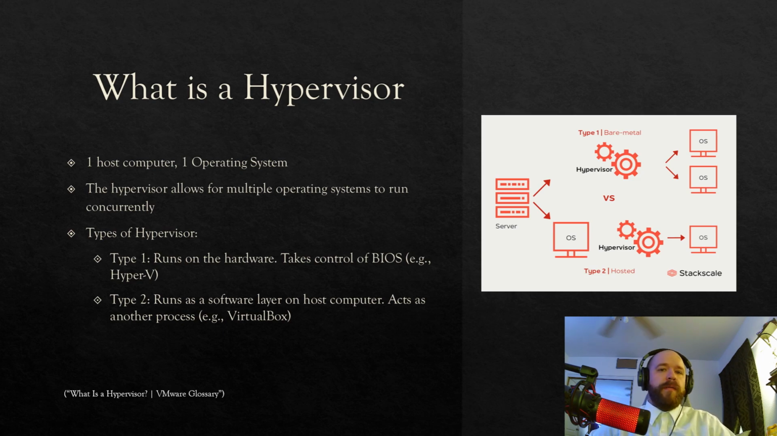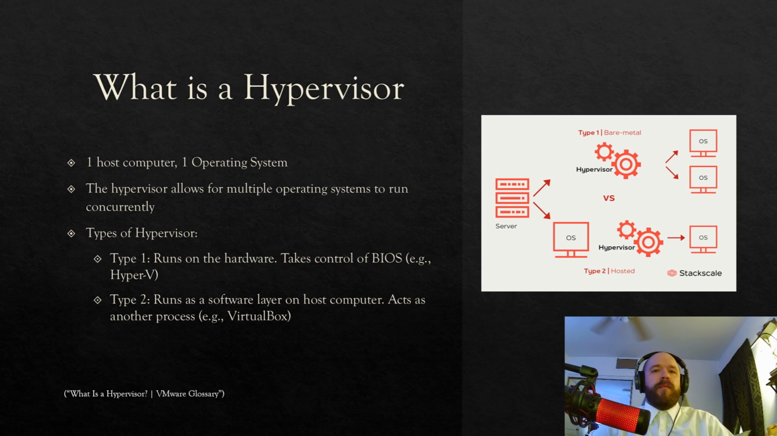There are two types of hypervisors. There's type 1, which is called the bare metal hypervisor. It takes control of the BIOS and runs directly on the hardware. And then there's type 2, which just acts as another application and uses that application's processes to run the separate hosts' processes. There are a lot of different pros and cons to each.